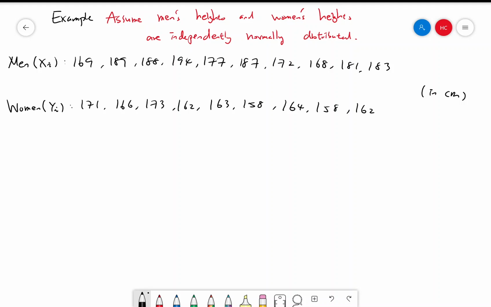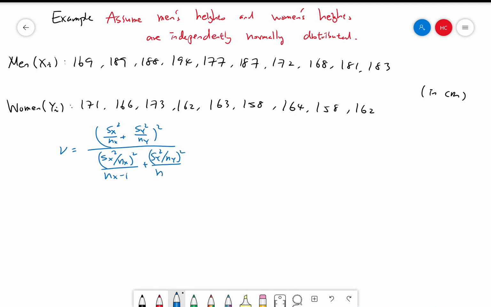So before we calculate the confidence interval, we need to calculate the degree of freedom. So let me copy down this complicated formula here. It's a little different. The whole thing squared over nx minus 1, plus sy squared over ny, whole thing squared over ny minus 1. Round it down. Okay.